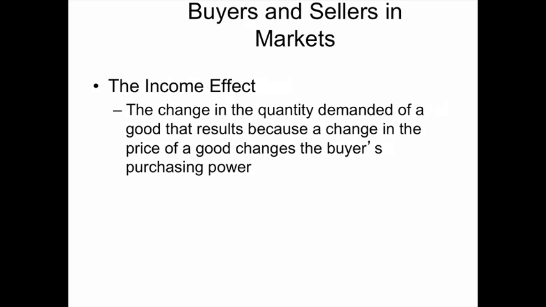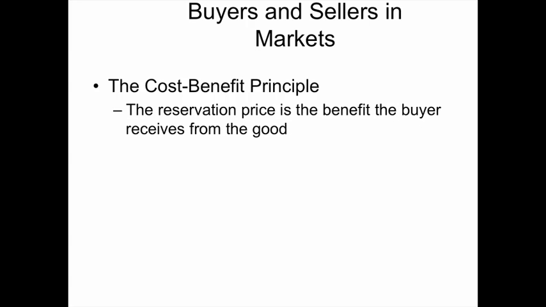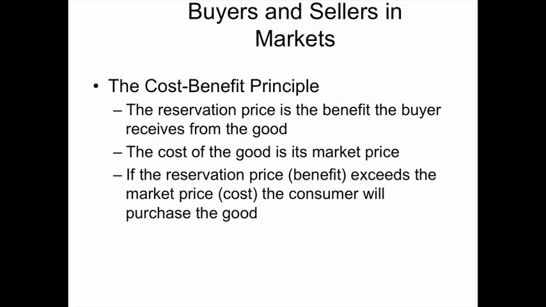The last thing that I will say regarding the demand side, or consumer side, is the cost-benefit principle. You can think of the reservation price as the benefit that you get from buying a good. That's how much you're willing to pay. When you think about the market price, consumers can see that as a cost. So the cost of a good is the market price. And most of the time consumers will buy a good if and only if the reservation price, which is the benefit that a consumer gets, is greater than the market price, or the cost that the consumer has to bear. In that case, the consumers will buy the good.